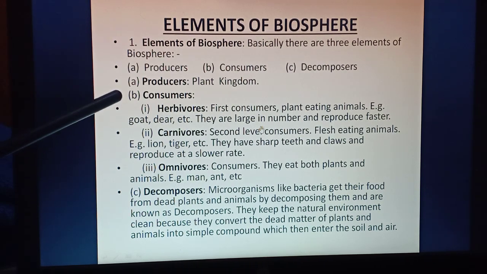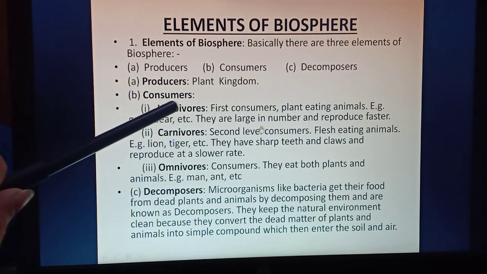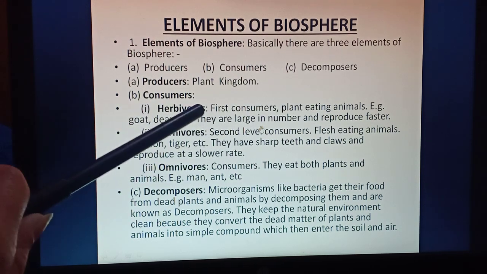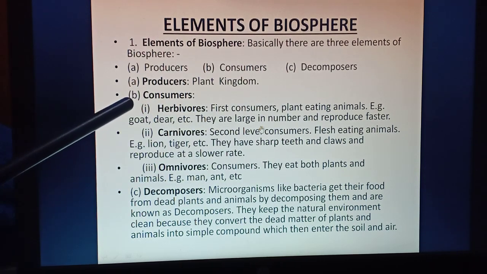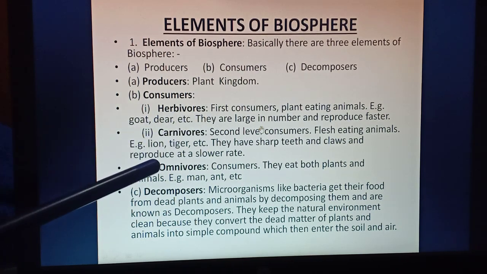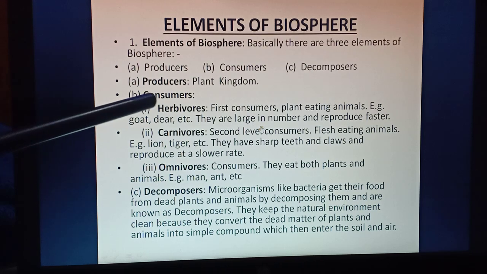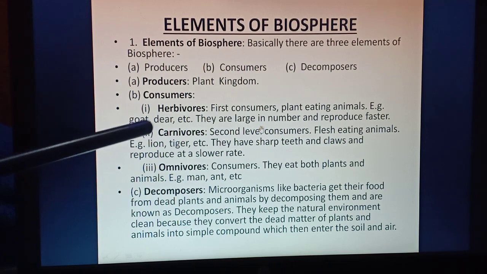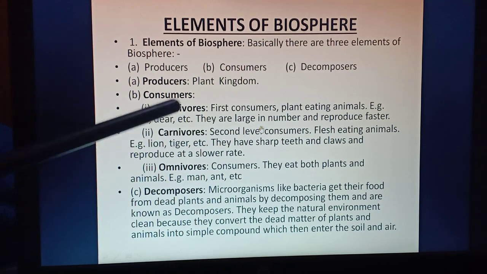Next is consumers. Any organism that can't make its own food comes under consumers. Consumers are categorized in three categories. First is herbivorous, carnivorous and omnivorous. So firstly let's talk about herbivorous. First consumers, plant eating animals. For example, goat, deer, etc. These come in herbivorous.